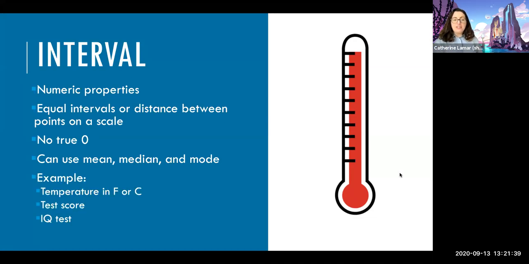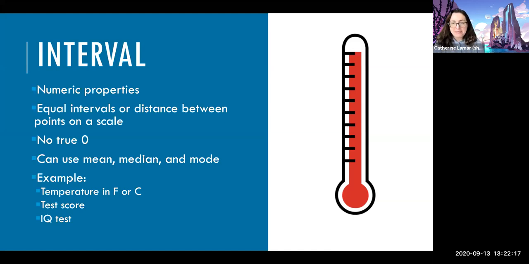So a classic example of this is temperature in Fahrenheit or Celsius. Think about the temperature scale in Fahrenheit. We know that, for instance, the distance between 40 degrees and 45 degrees is the same distance as between 50 and 55 degrees. It's a difference of 5 degrees. So there's equal intervals or distance for each point along the scale. However, there's no true zero in an interval scale. There's no absolute zero. This means that a score of 0 in temperature is just another point along the scale.